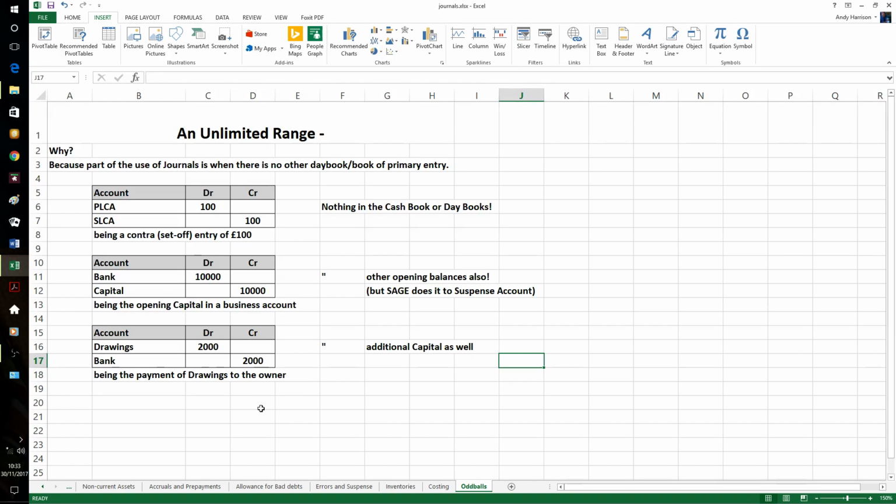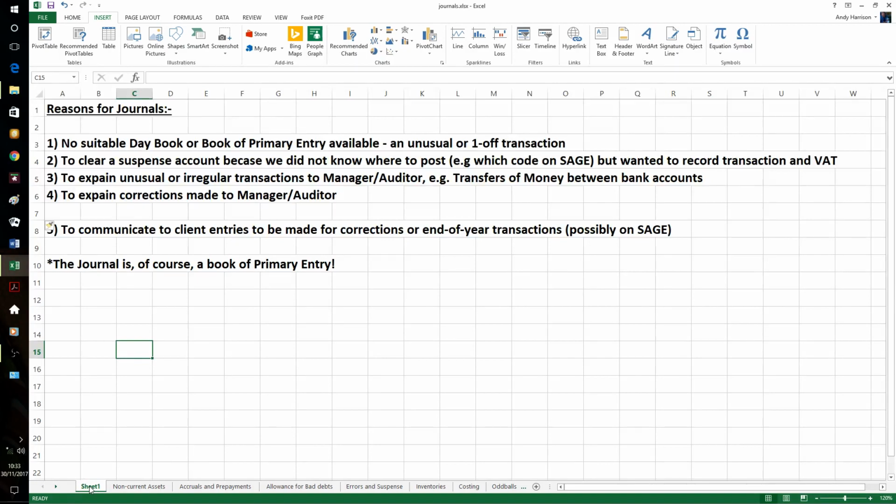And then maybe later on the owner takes out some drawings, credit the bank, there's money coming out of the bank, debit the drawings. The opposite way around if the owner put in some more additional capital. And that's the list that I can think of at the moment.